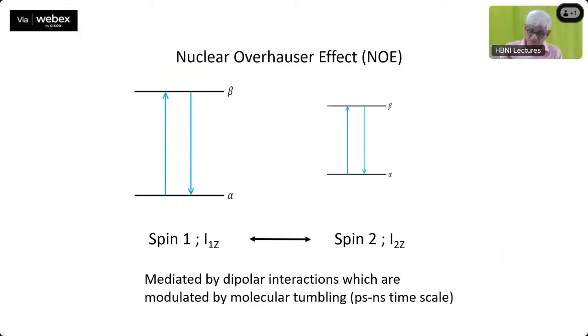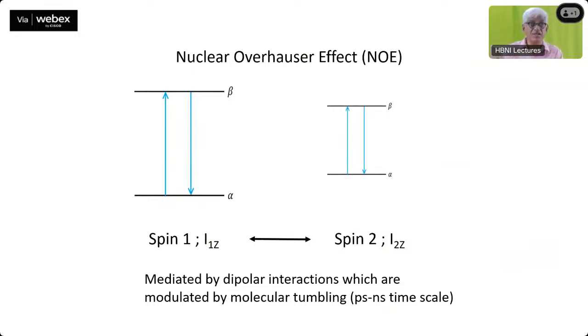Okay, and the nuclear Overhauser effect is also a similar thing. This is also a result of the dynamics, a result of the relaxation mediated by the dipole-dipolar interaction, which is modulated by molecular tumbling. Regarding the transfer of magnetization, you have spin 1 and spin 2, and their magnetizations I1Z and I2Z are different because their populations are different, so they have different magnitudes. Now, dipolar interaction can transfer populations from one to the other. This is what happens in the case of NOE.